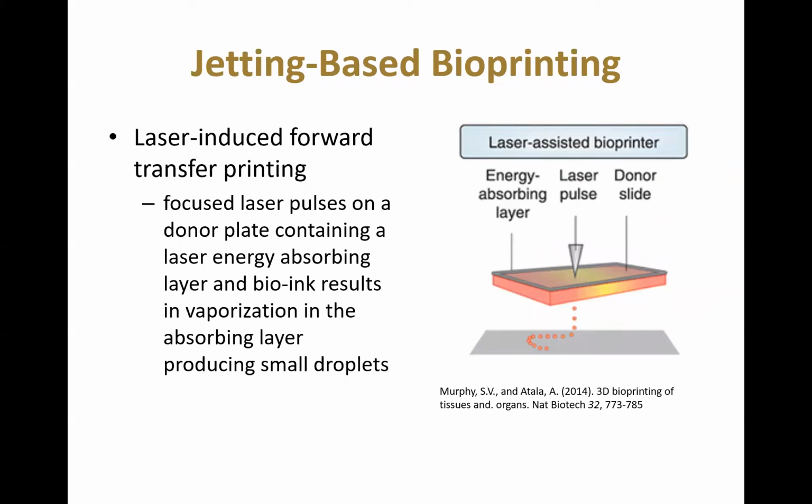This again shows laser-induced forward transfer printing. And this is where you have an energy-absorbing layer. And then on the bottom of that layer is the bioink containing the cells. And then a laser pulse heats that energy-absorbing top layer that then causes the extrusion of a drop of your biomaterials down onto your substrate. And again, using layer by layer deposition, you can form a 3D structure.